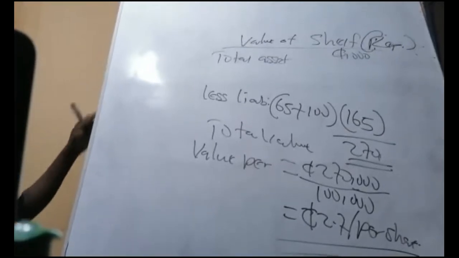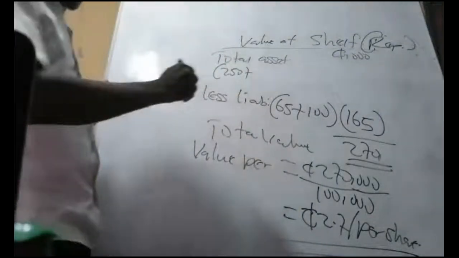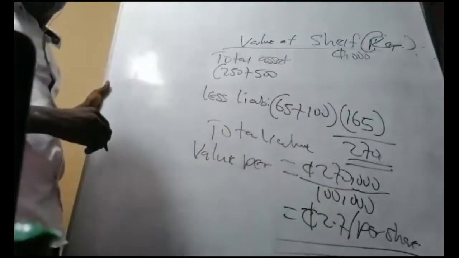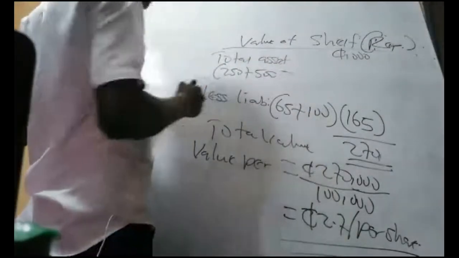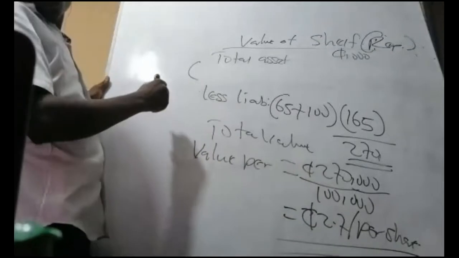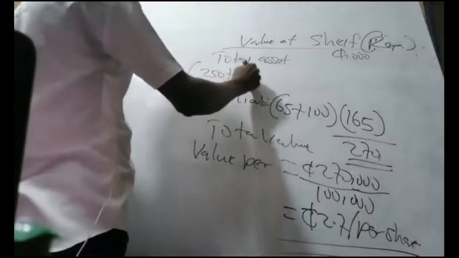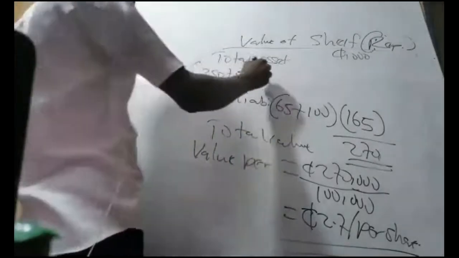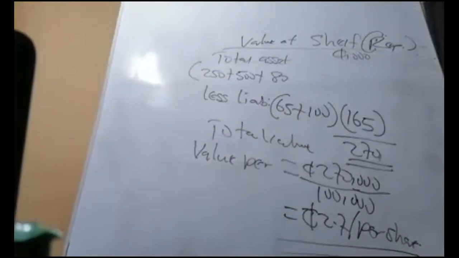Okay, so freehold premises 250. So you open your bracket 250 plus the 500 replacement cost of plant and machinery, plus the stock, which is 80. Now receivable, have they given receivable to us? Let's pick the receivable figure, the debtors figure in the financial position, which is 50.